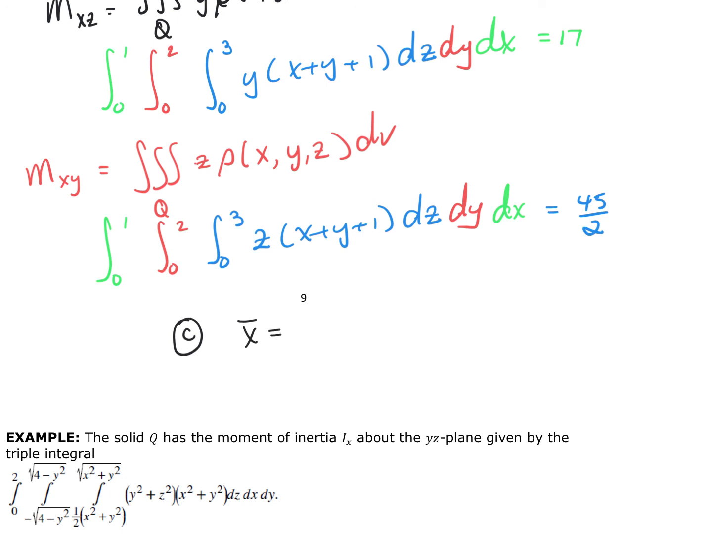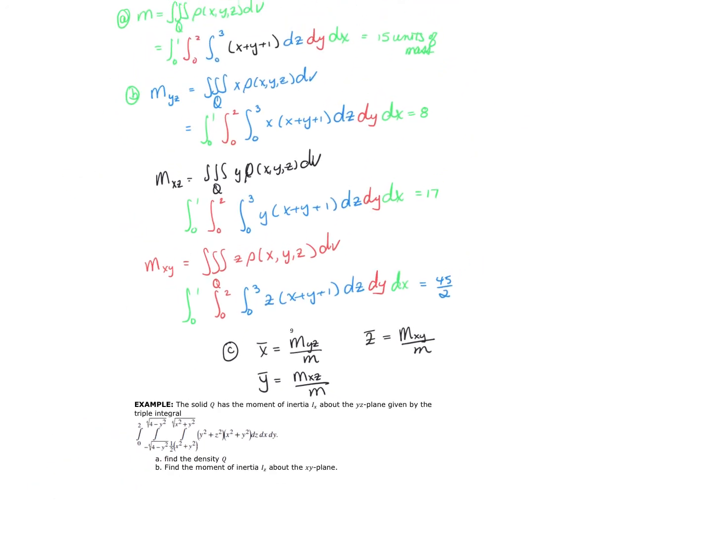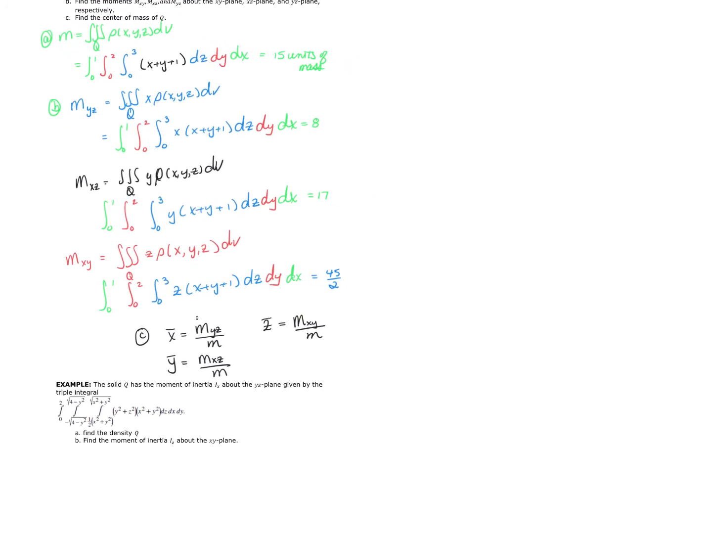X bar is going to be equal to my M of yz divided by my mass. My y bar is going to be equal to my M of xz over my mass. And my z bar is going to be equal to my M of xy over my mass. And we found our mass earlier. We found that to be 15.